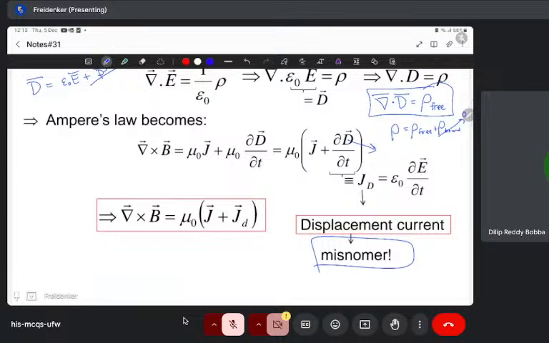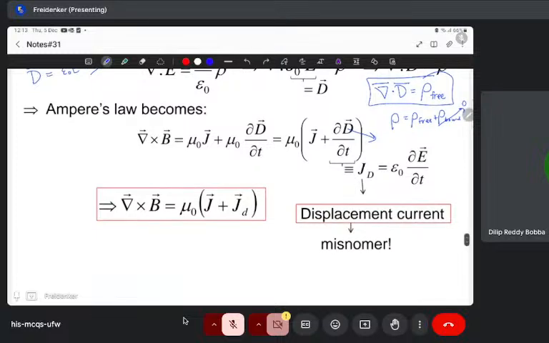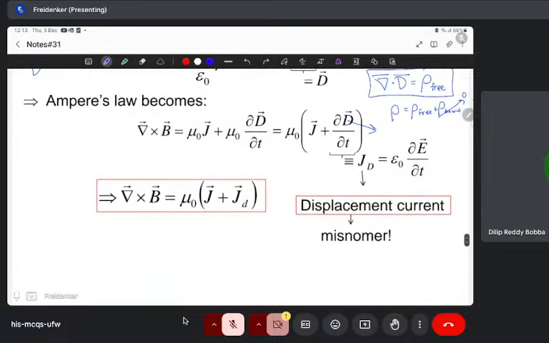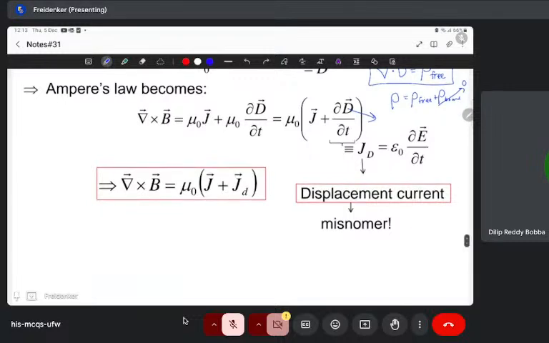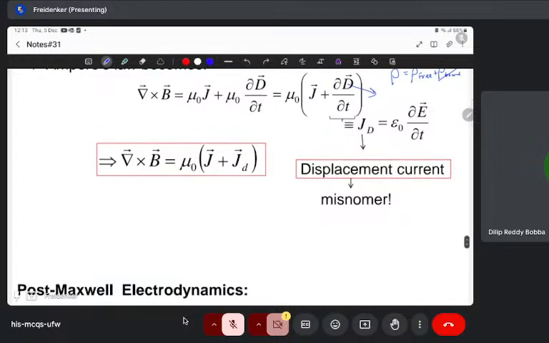It's a misnomer because it's not exactly current. It's talking about the rate of change of electric field. Its units are not amperes. So displacement current is called displacement current, but its units are not amperes. That's why it's a misnomer. Not exactly a current, but it's called that way. So this is the corrected form of Ampere's law. Ampere's law with Maxwell's correction. You should know what displacement current is. It is this one.